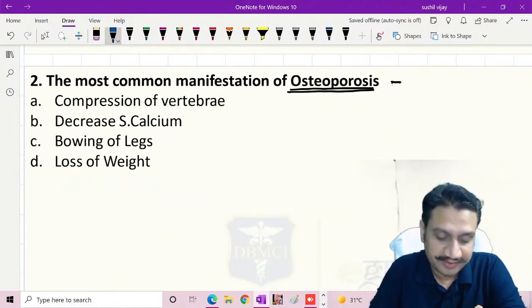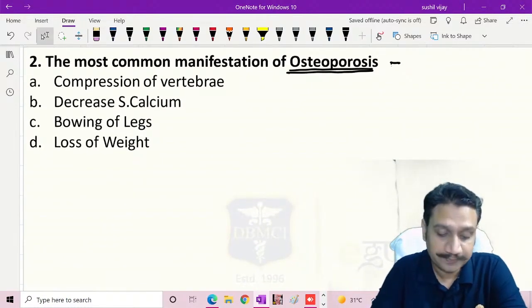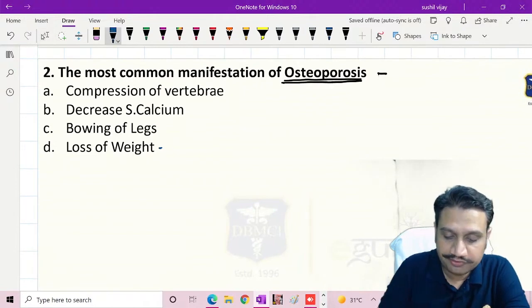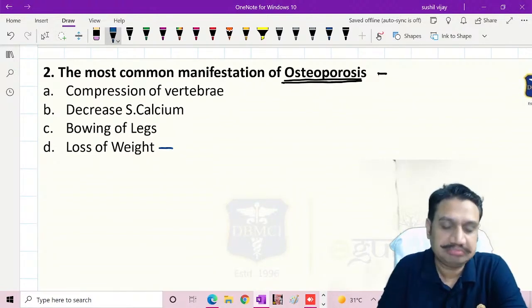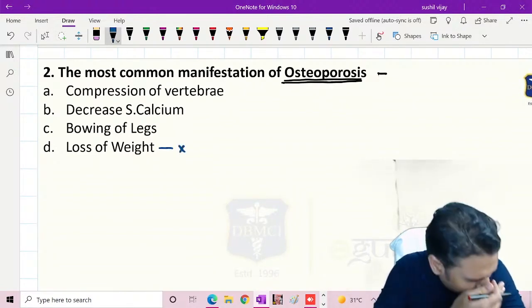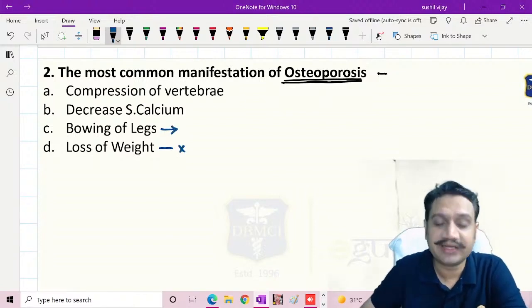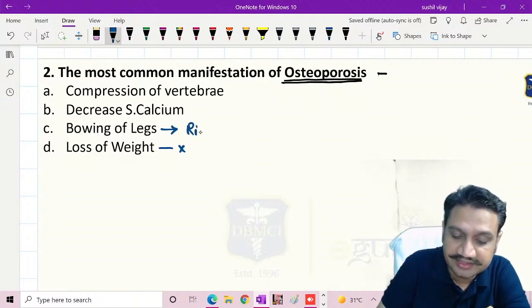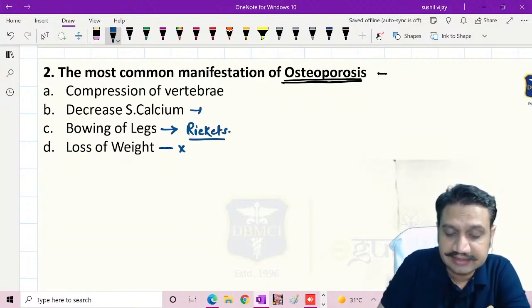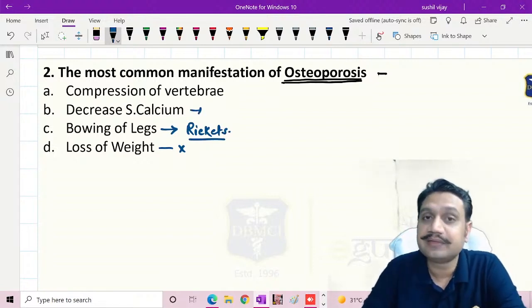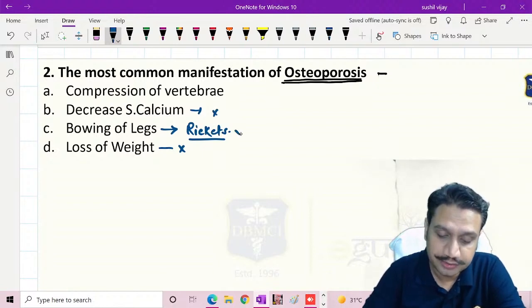So let's see the most common manifestation of osteoporosis. What do you think you are going to mark? Loss of weight. Has it got any significance? No. Bowing of legs. Why should there be bowing of leg? Bowing of leg is a feature of the rickets. Decreased serum calcium. Do we see decrease in serum calcium in osteoporosis? No, that is a feature of osteomalacia. So that is also wrong.